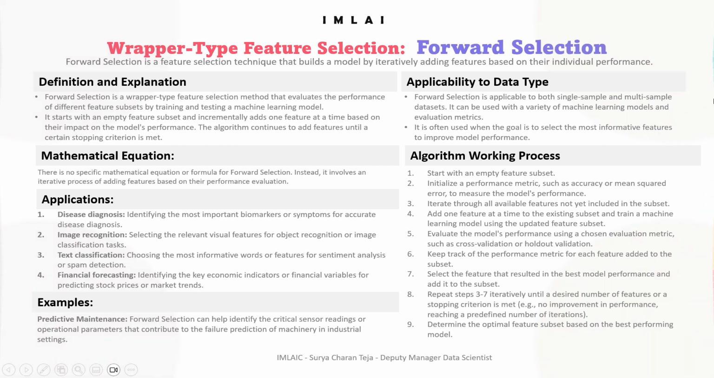So this is what you now know about forward selection, which is a wrapper type feature selection algorithm. By iteratively adding features based on their performance, forward selection enables the selection of the most relevant and informative features for building accurate and efficient machine learning models.